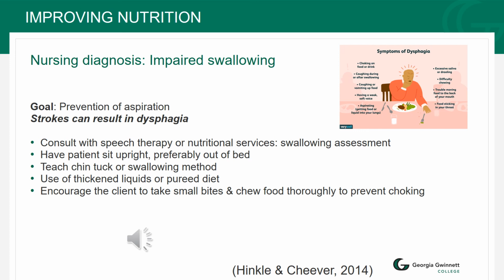Their diet may be eventually advanced as they become better at swallowing. And if they're impaired enough or have a big enough deficit, they may require tube feedings, enteral tube feedings such as nasogastric or gastrostomy tubes. But the goal is to prevent aspiration, and the nursing diagnosis is impaired swallowing.